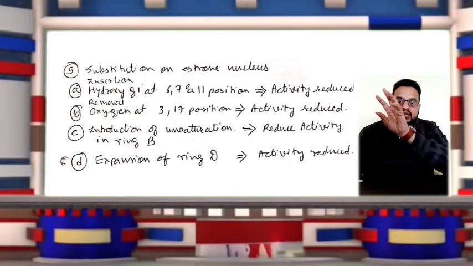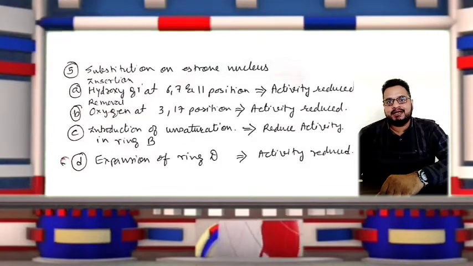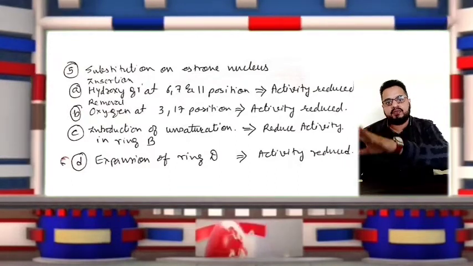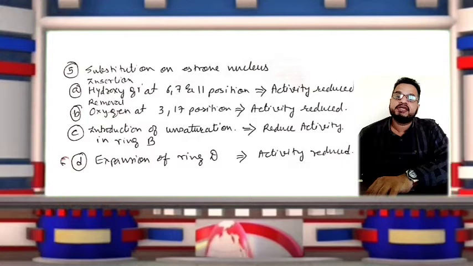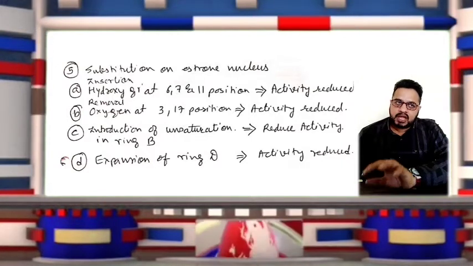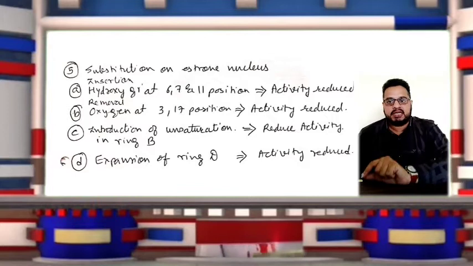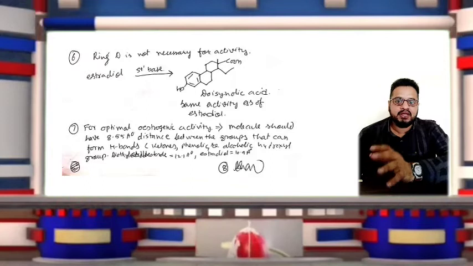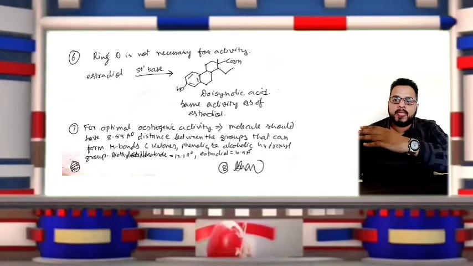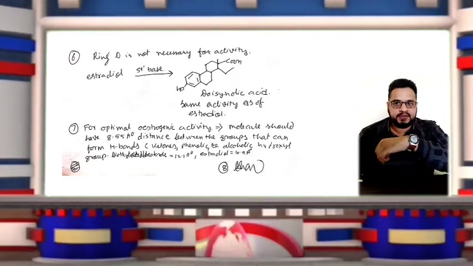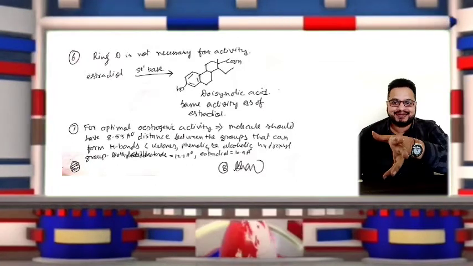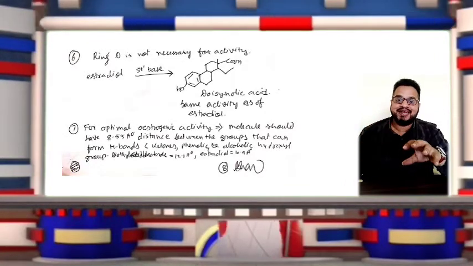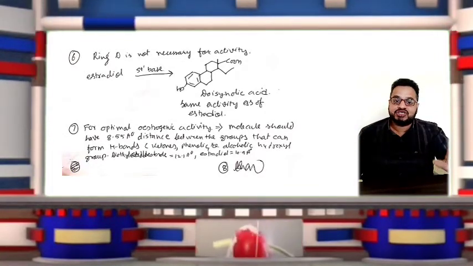The A, B, C, D rings. Now the D ring: if expansion of this D ring is done, instead of the 5-membered ring you make it 6, 7 membered, then in that case also the activity is going to be reduced. However, ring D is not necessary for the activity. If you convert estradiol into the diazenoic acid, wherein the D ring is an open ring, that diazenoic acid has the same activity as that of estradiol.